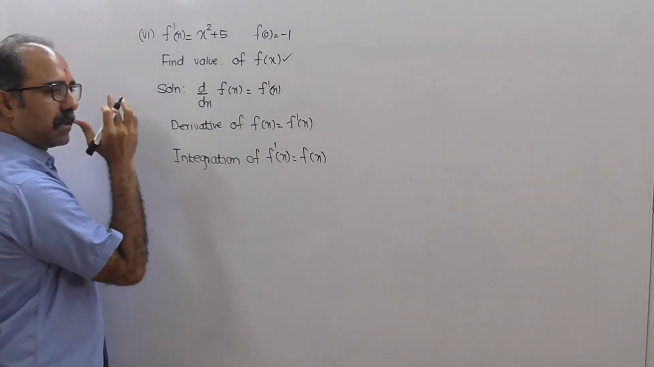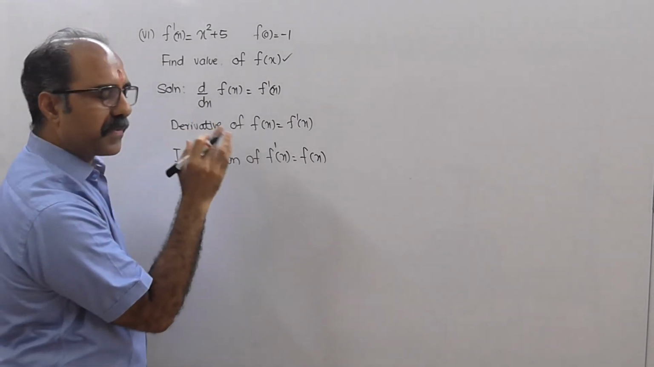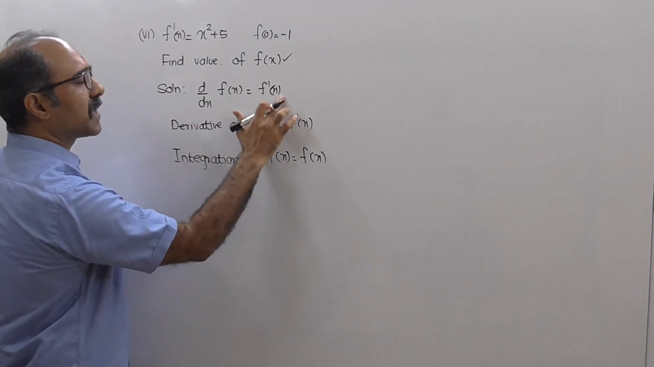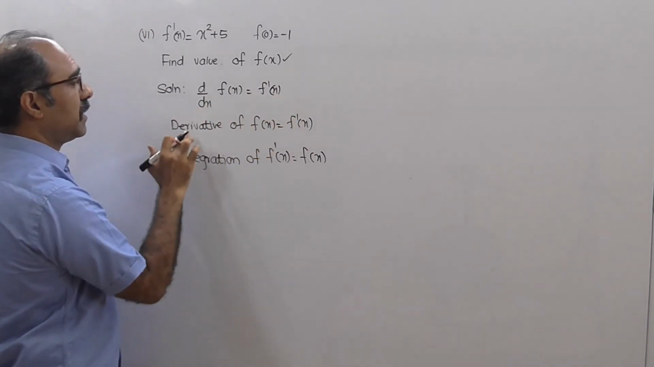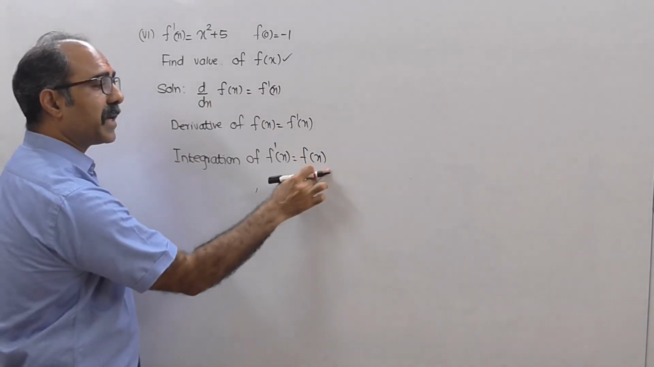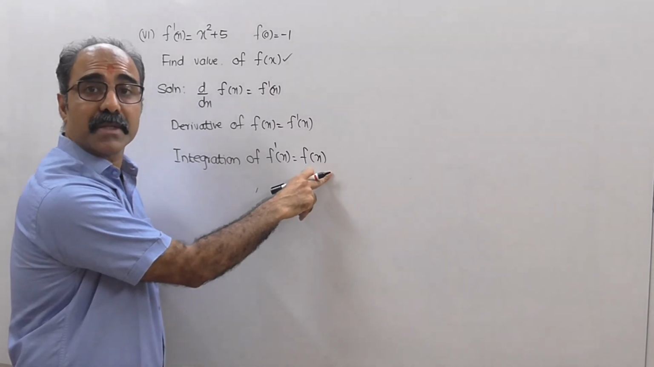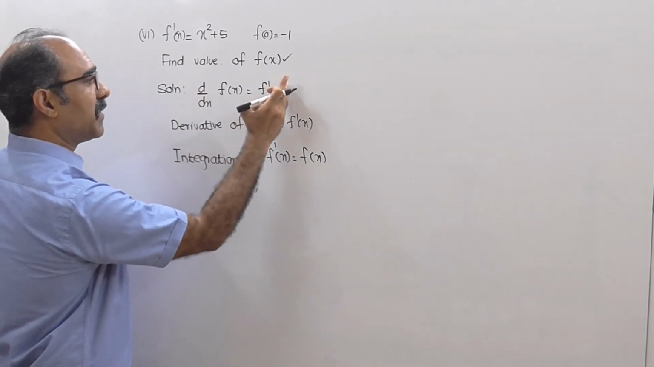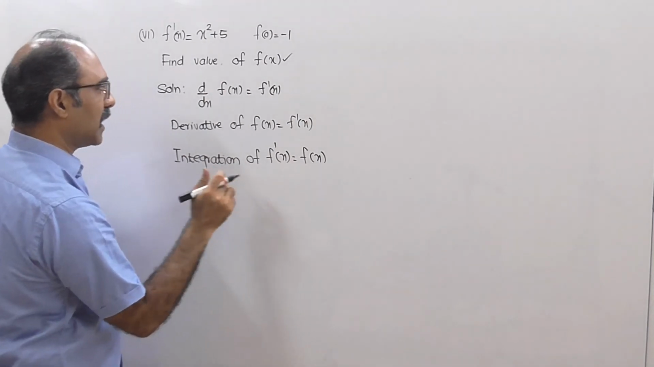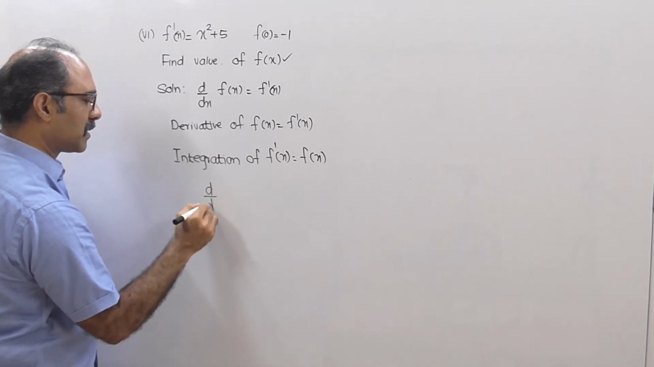So basically the definition of integration is something like this. If I find the derivative of f of x, I get f dash of x. Meaning derivative of f of x will give me f dash of x. So integration of f dash of x will give me f of x. So f of x का derivative is f dash of x. Integration of f dash of x will give me f of x. I'll try to explain how it is.